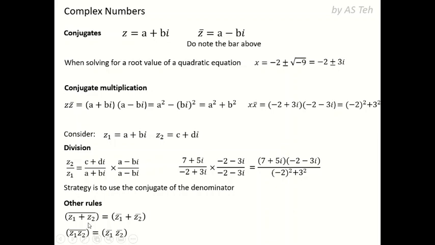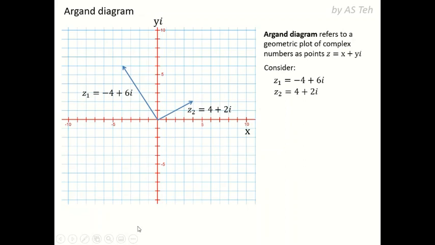Okay, so there are other rules with the conjugate. Things like this, where you have z1 plus z2: when you conjugate the whole addition, it's equivalent to the conjugate of z1 plus the conjugate of z2. The same goes for the multiplication part. Okay, another concept in complex numbers is the Argand diagram. It's just a geometrical plot on a y and x axis. If you have z1 equals -4 plus 6i, you notice that it's -4, 6i, and z2 is 4 and 2i.